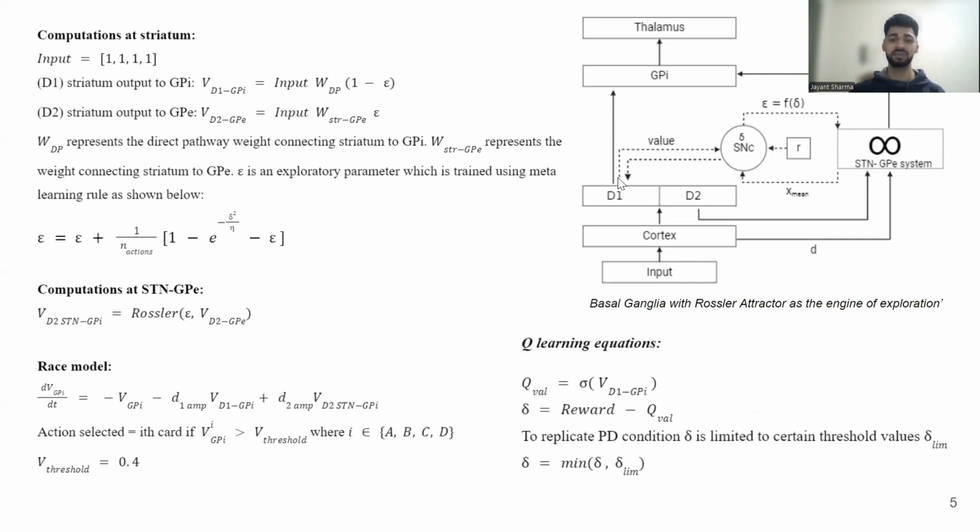The choice between exploration and exploitation is defined by epsilon, which is the exploratory parameter, where epsilon equal to 1 goes to exploration, sorry, and epsilon equal to 0 goes for exploitation. We initialize epsilon as 1 because in a new environment, it is always advantageous to start with exploration of the environment. Here delta is termed as the error, which is the difference between the expected reward and the actual reward. To mimic Parkinsonian conditions, we clamp the values of delta.